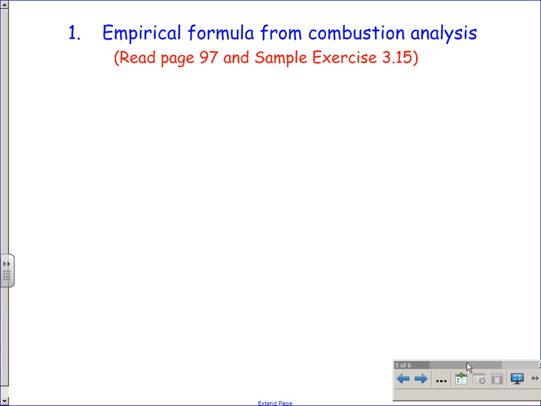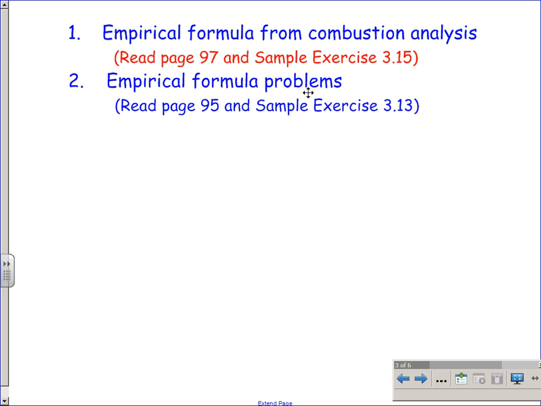Now, along the road, once we get to a certain point, all we're doing is a normal empirical formula problem. This is discussed back on page 95, and take a look at sample exercise 3.13 if you're having trouble. So once we get to a certain point, it's just like any empirical formula problem, and we'll look at that idea at that point.